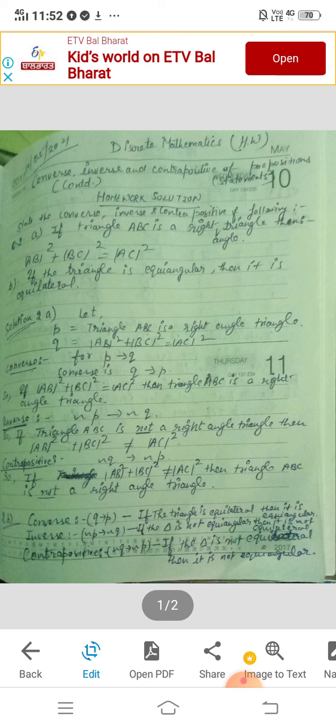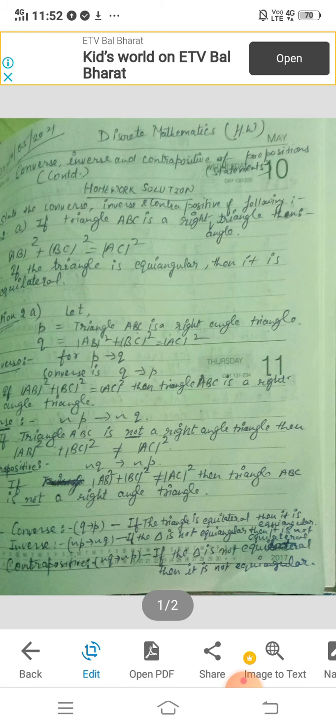Next, contrapositive. The formula for contrapositive is not Q implies not P. So the answer will be: if AB squared plus BC squared is not equal to AC squared, then triangle ABC is not a right angle triangle. This question is done. Now part B.